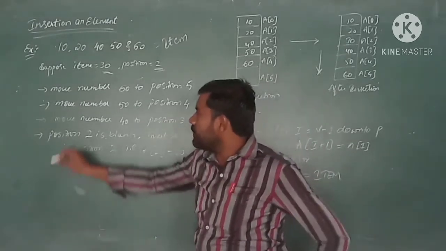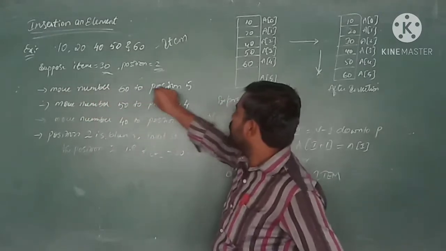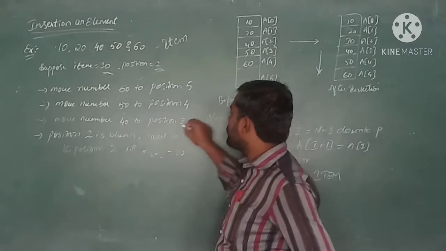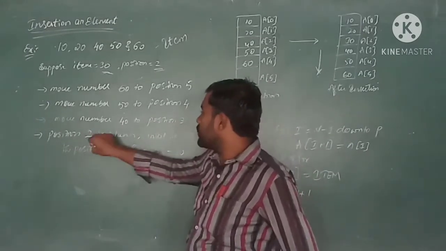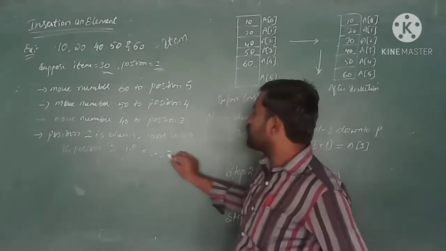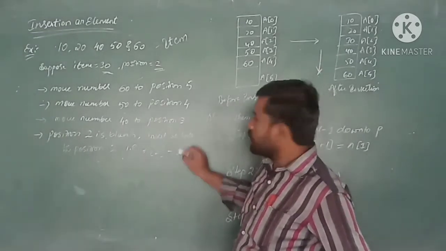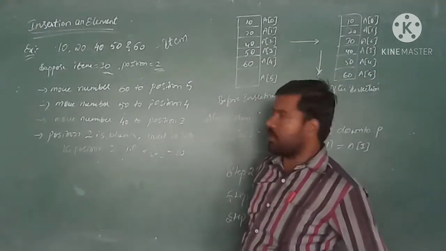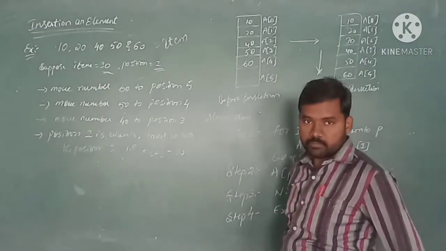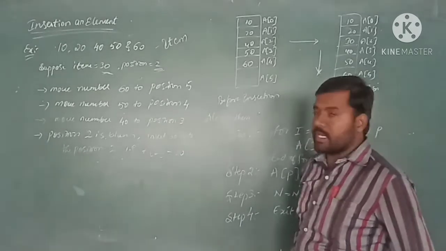The procedure is: move 60 to position 5, 50 to position 4, 40 to position 3, and position 2 is blank. Insert 30 into position 2, that is, a of 2 is equal to 30. So this is the procedure we need to follow to insert an element in between the list of items. Let us analyze with the diagram over here.